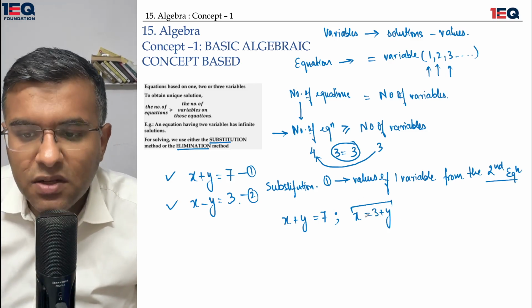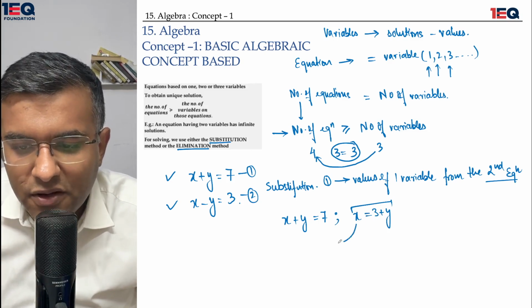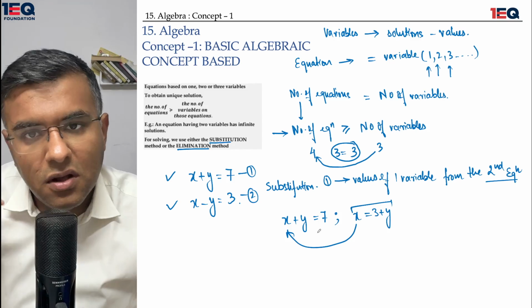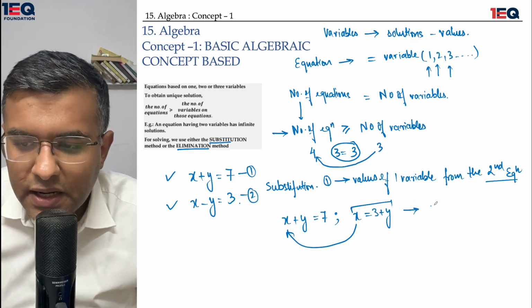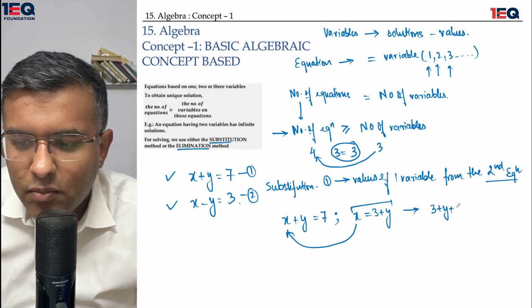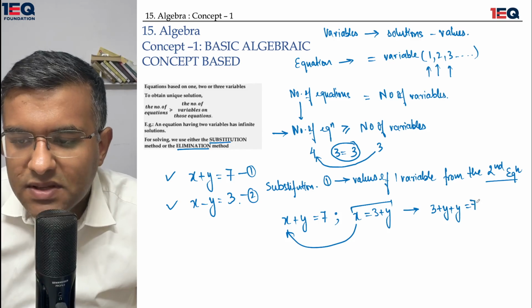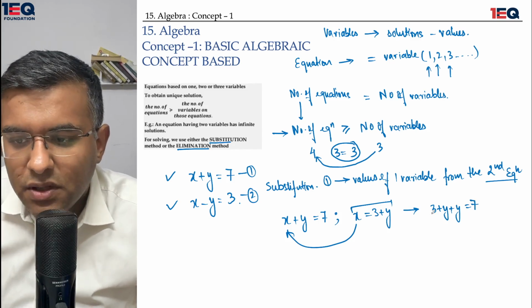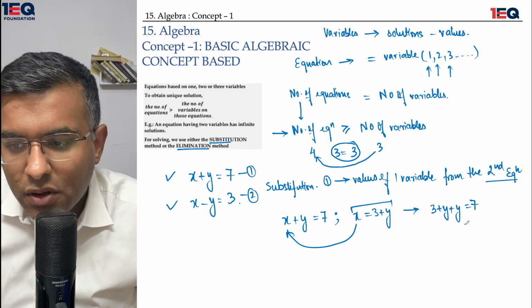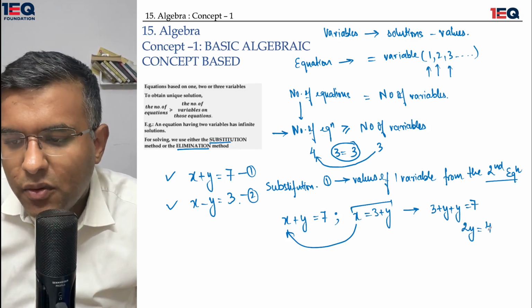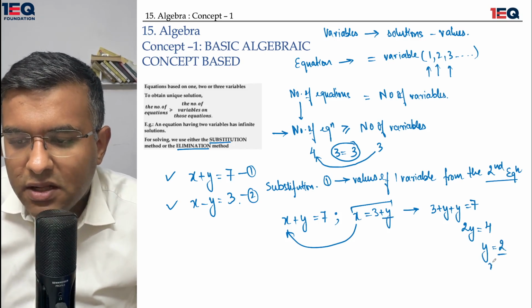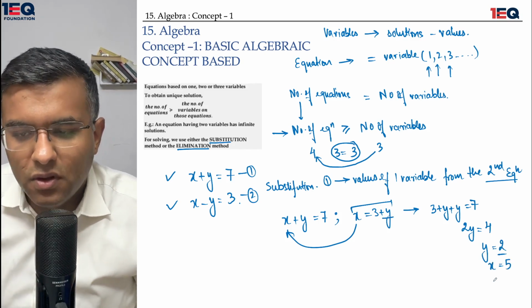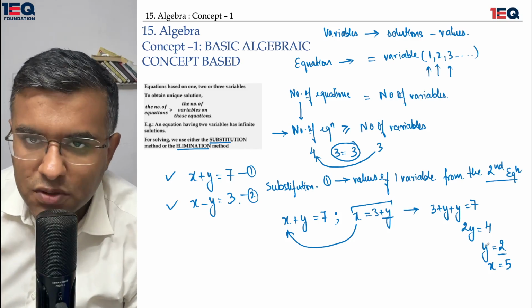In such a situation, when x is equal to 3 plus y, I'll put the value of x back into the first equation. When I put the value of x back into the first equation, I get 3 plus y plus y being equal to 7. I have 2 y's over here and the 3 would go here and create a 4. So 2y is equal to 4. So the value of y is equal to 2. I take this back, put it here, and I get the value of x being equal to 5. So this is the substitution method.